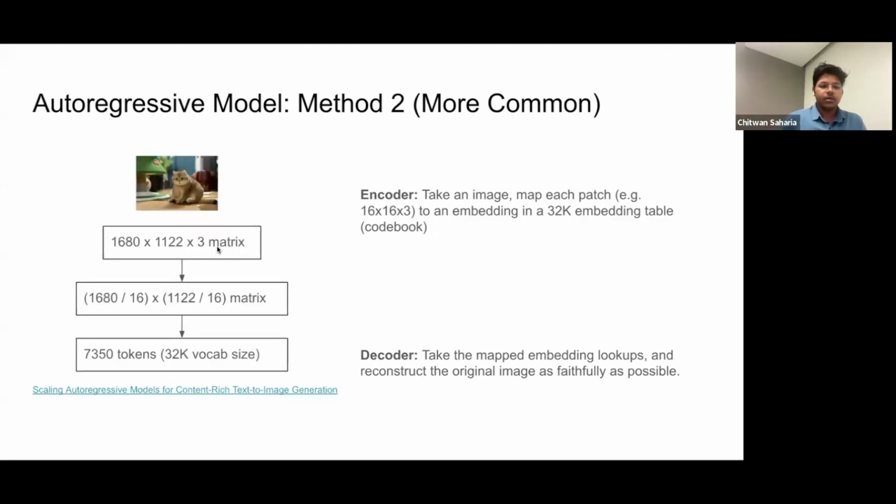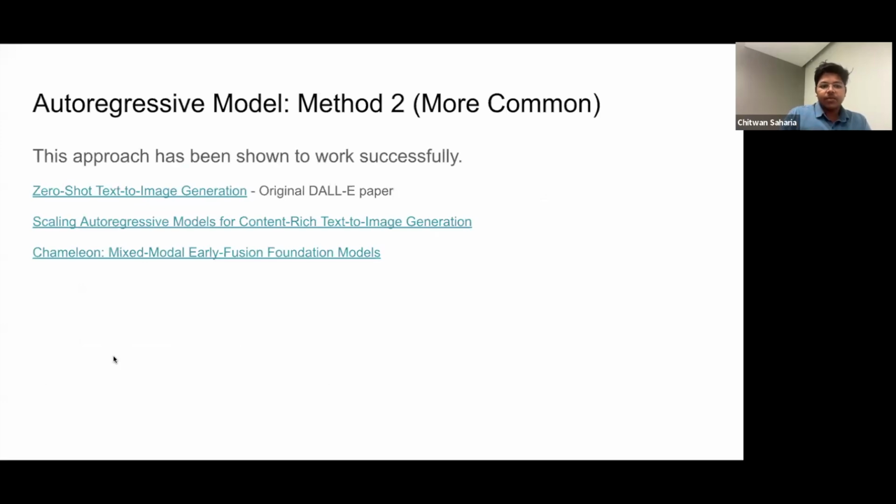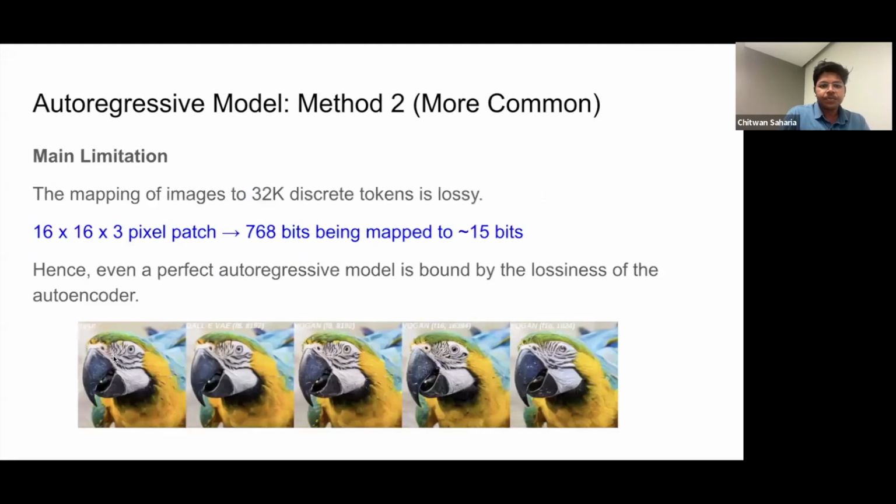Applying this idea back to the original image, if we have a 16 by 16 by 3 patch mapped to a single token, we reduce our 5.65 million token sequence to a 7,000 length sequence, which is much more tractable compared to what we were dealing with before. This approach has been shown to be very promising, and a lot of papers have applied it with a lot of success. This is primarily the main method by which people use autoregressive models for image generation right now. I've linked some of the papers that try to scale this approach, and they have shown a lot of success as well.